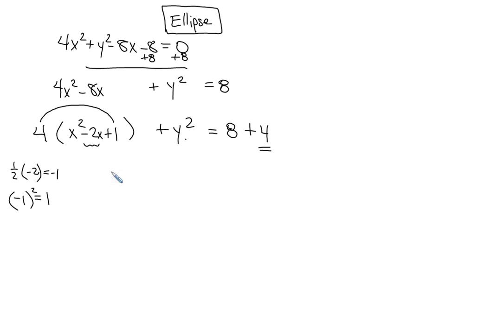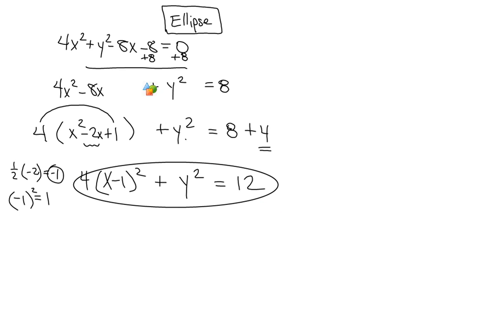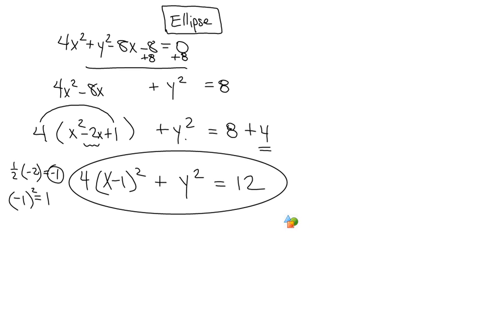Now this factors into x minus 1 squared. I still have a 4 in front of it. I have a y squared, and I have a 12. This is now my equation. Does everybody see that? Do I need to complete the square on the y's? Or are they already being squared? It's already being squared, right?